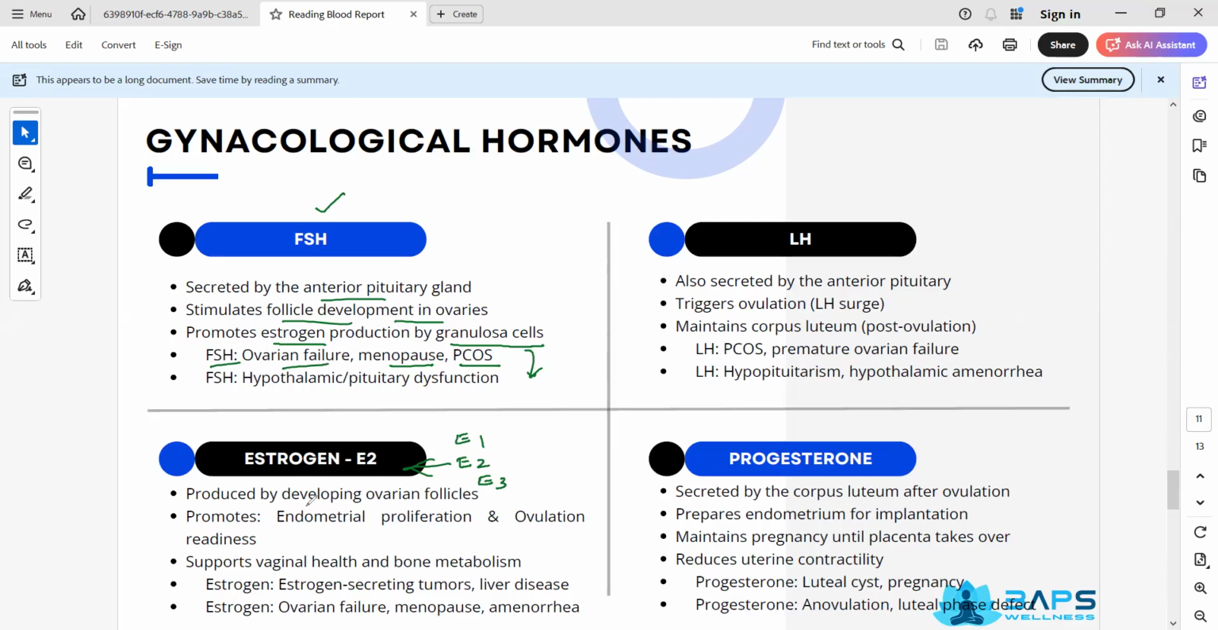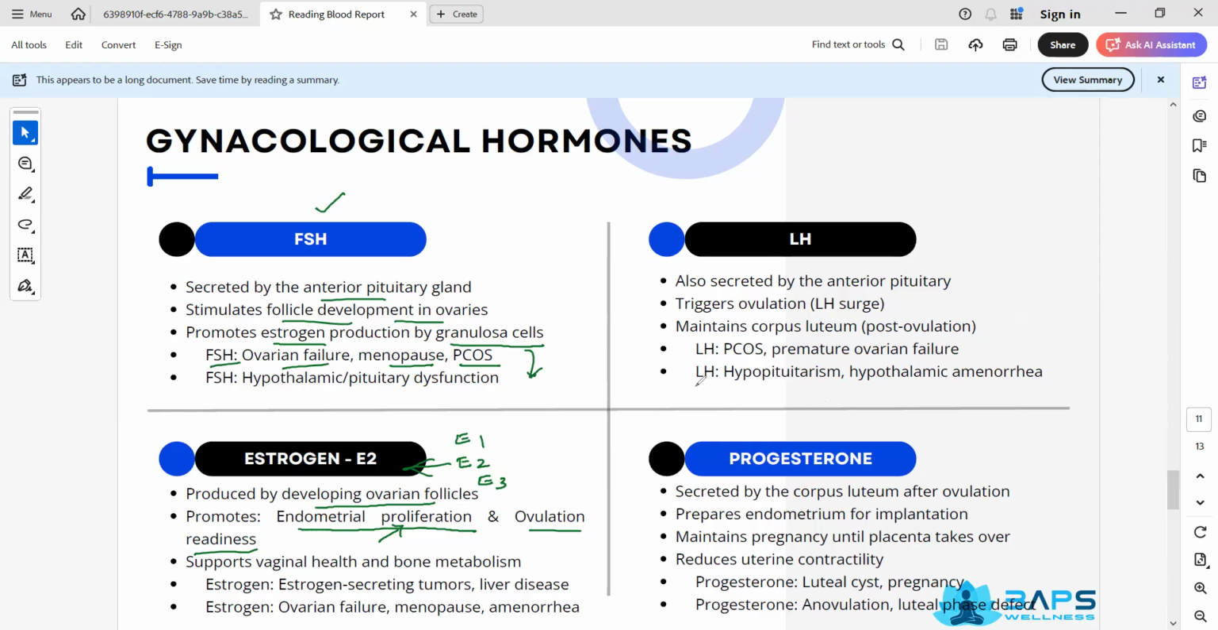So it is produced by the developing ovarian follicles, and this promotes the endometrial proliferation, so that the endometrium thickness is maintained so that it can receive the fertilized ovum to nurture into a baby. So in order to get that blastocyst, or the fertilized ovum, fixed into the uterus, it makes the way for that. The endometrial proliferation is thickening, growth.